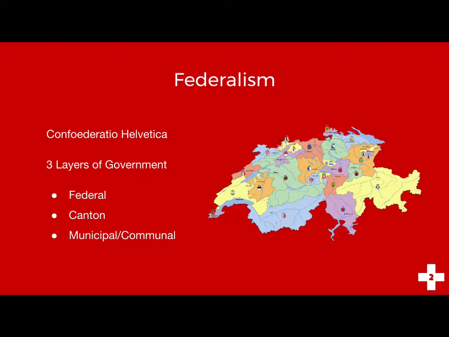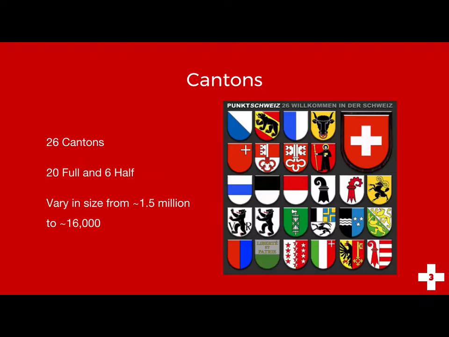But beyond that, the main point of federalism is that you have multiple layers of governance. In the United States, we have the national level, states, and cities. Switzerland has a very similar system, where you have the federal level, the cantonal level, and then the municipal or communal level; municipal and communal are basically used interchangeably. There are 26 cantons in total: 20 full cantons and 6 half cantons. I'll get into why they're called half cantons in a little bit, but for most general purposes, there are 26 cantons total, and they vary in size greatly.